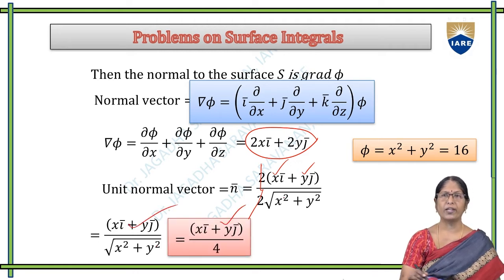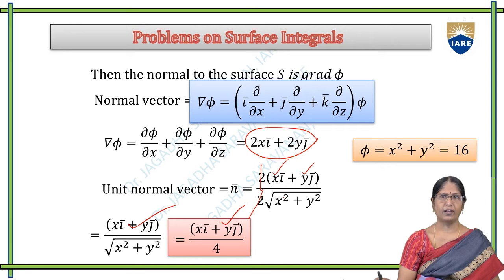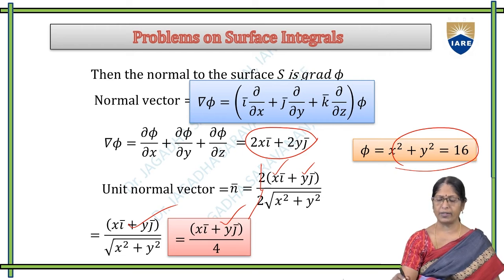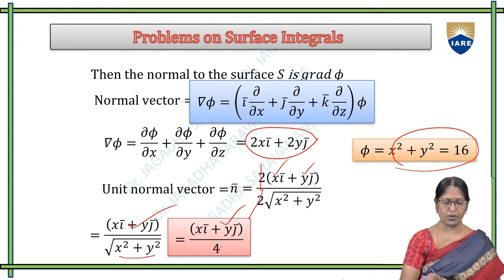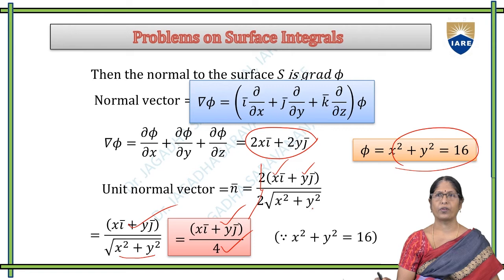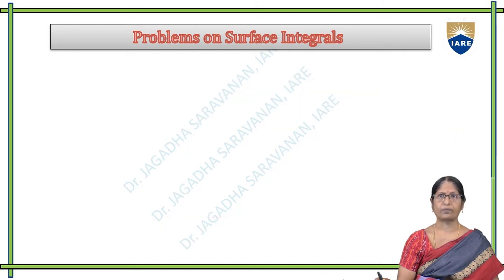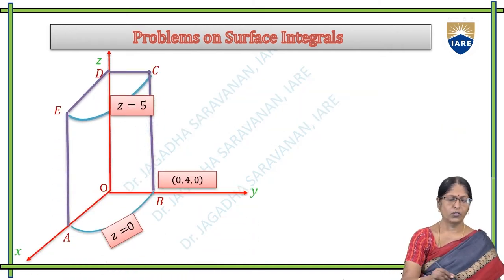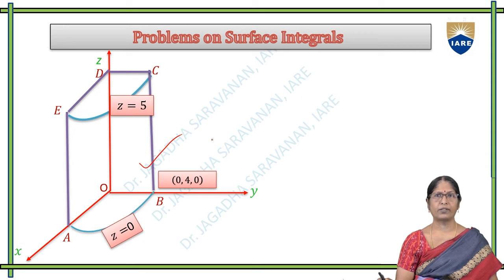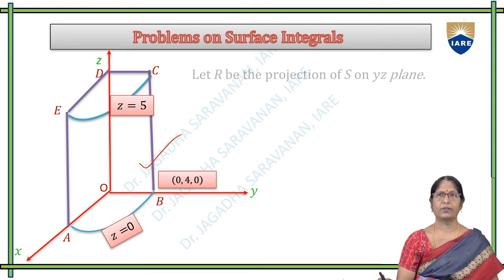So, the numerator is written as it is. And we know the condition which is given: x square plus y square is nothing but 16. So when we substitute here, root 16 is equal to 4. So using this, we obtained this unit normal vector. This is the figure, step by step, already we discussed it.